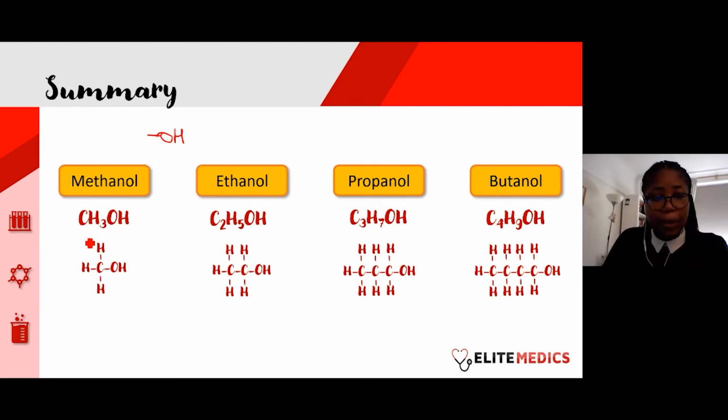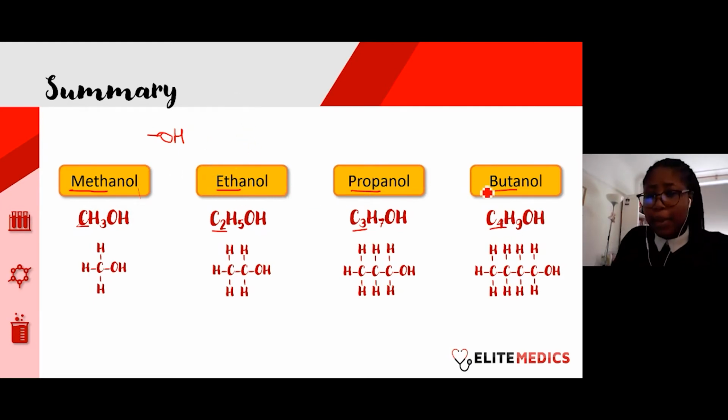And here's just a reminder of the structures of the first 4 compounds in the alcohol homologous series. Remember, if the compound name starts with meth, it has 1 carbon atom. If the name starts with eth, it has 2 carbon atoms. If the name starts with prop, it has 3 carbon atoms. And if the name starts with but, it has 4 carbon atoms.